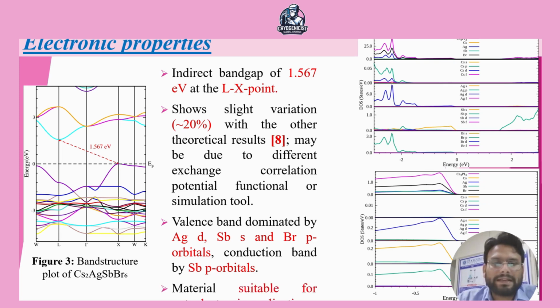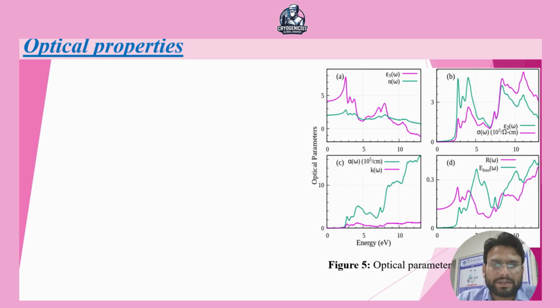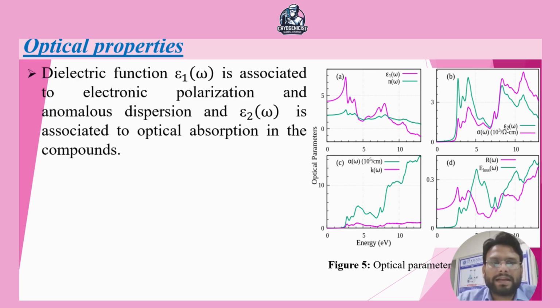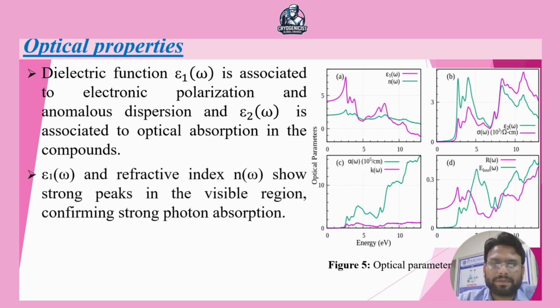Okay, so the material is suitable for optoelectronic application. This is the curve for optical properties. You can see here there are 8 optical parameters we have shown in this curve. The dielectric function in figure A, represented as epsilon 1 omega, is associated to electronic polarization and anomalous dispersion, while epsilon 2 omega, shown in figure B, is associated to optical absorption in the compound.